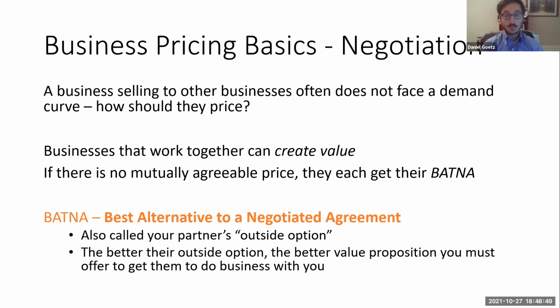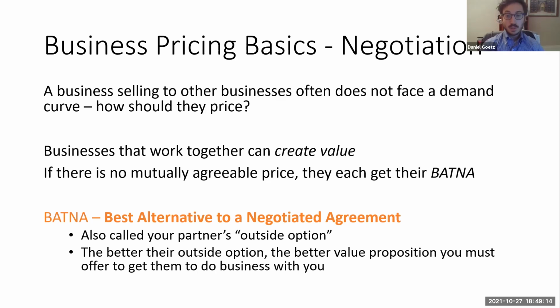So we need to figure out how to split that value, and that's how the price is set, right? 50-50 is a very, very common split of the pie. You can think about 50-50 splits as being, hey, my costs have gone up, so I'm not just going to fully pass them on to you. I'm going to pass on 50%, and I'm going to expect you to eat the other 50%, right?